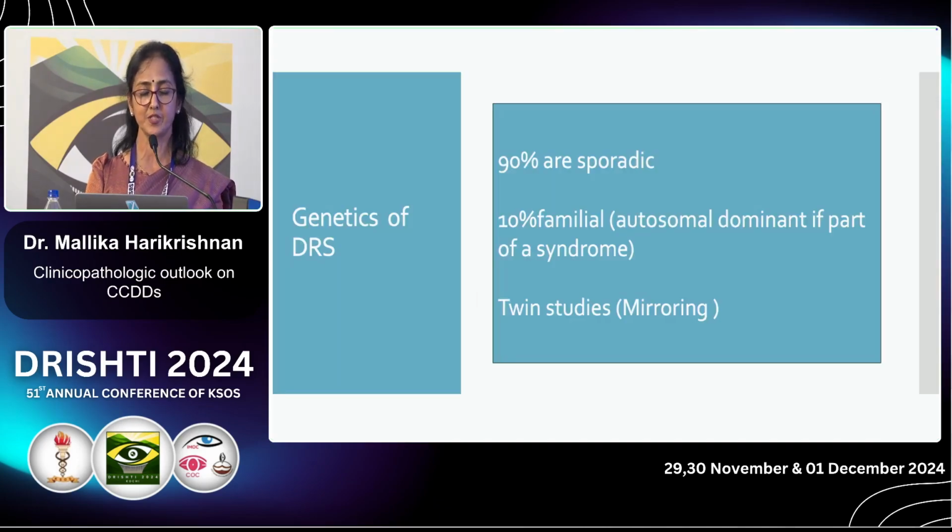Genetics: 90% are sporadic, 10% are familial, autosomal dominant, and twin studies have said that there is a mirroring. If one child is having DRS in one eye, the other twin will be having DRS in the other eye.